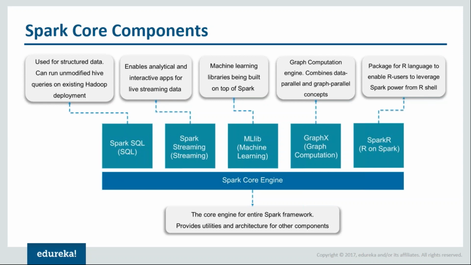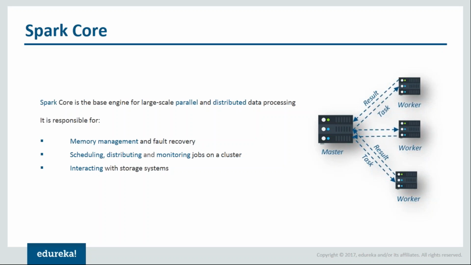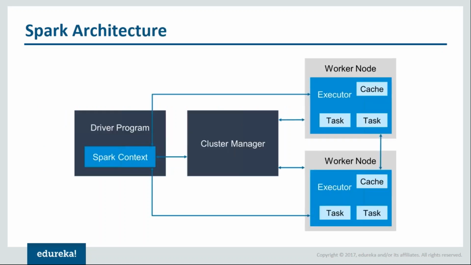Now let us take a deeper look at all these important components. We've got Spark Core, the base engine for large-scale parallel and distributed data processing. The core is the distributed execution engine, and the Java, Scala, and Python APIs offer a platform for distributed ETL application development. Additional libraries built on top of the core allow diverse workloads for streaming, SQL, and machine learning. It is also responsible for scheduling, distributing, and monitoring jobs in a cluster, and interacting with storage systems.